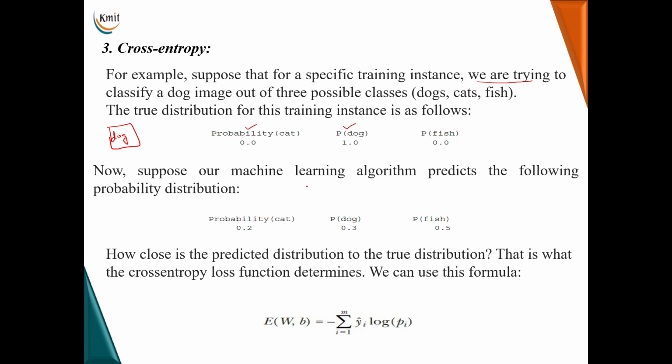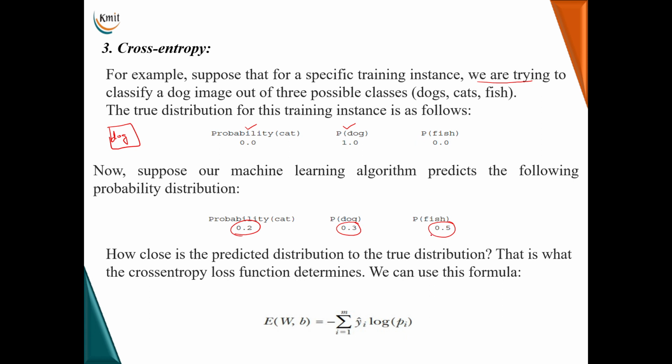But what your machine has predicted is: the probability of cat as 0.2, that image belonging to dog with probability 0.3, and that image belonging to fish as 0.5. So this is my true value, and these are my predicted values.